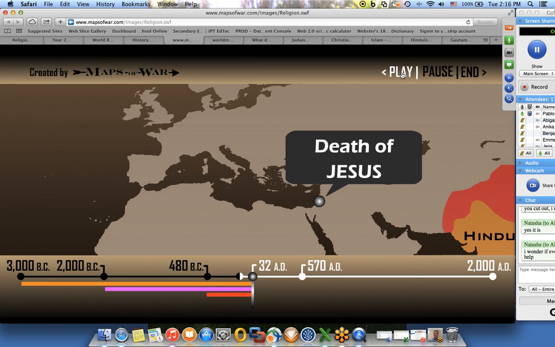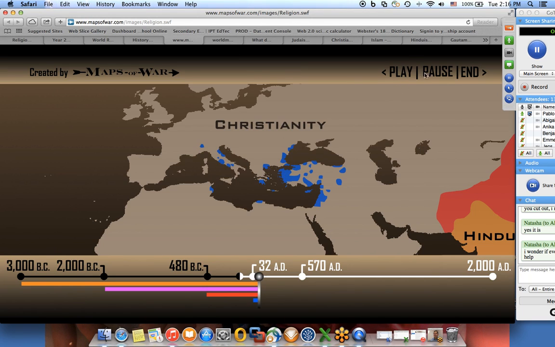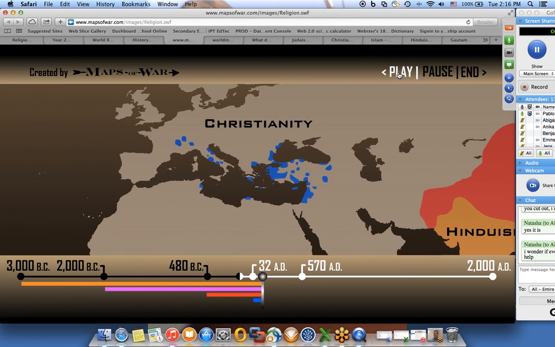So here you see the expansion of Buddhism, and then in the year 32 AD, that is the death of Christ, 32, 33 AD, the death of Jesus Christ and the beginning, really, of Christianity. Christianity at the beginning just disperses through the world in very small branches here and there as the 12 apostles and other missionaries start preaching the gospel. It's not like it takes off right away, but it starts very small.